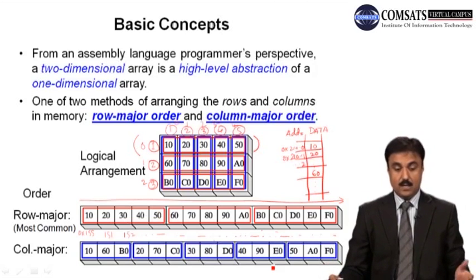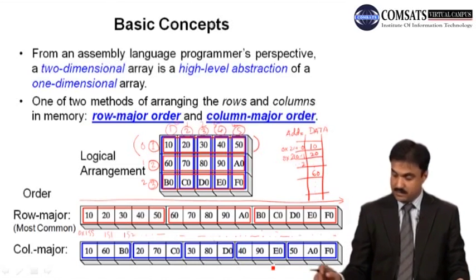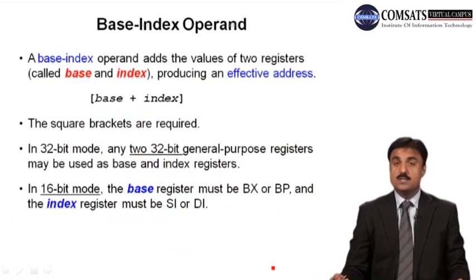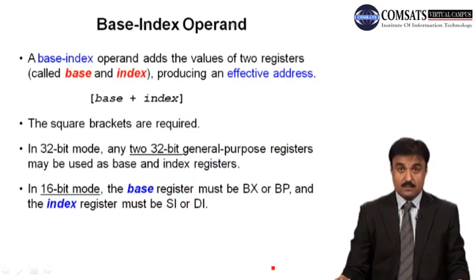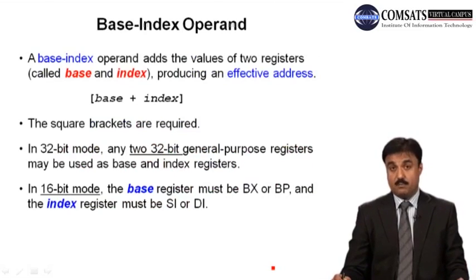So here we will discuss the most common method, which is row major order, how we can use this in assembly language, and what the methods are to access the elements of this array. The first way is the base index operand. By using the base index method, we can access the elements of an array.